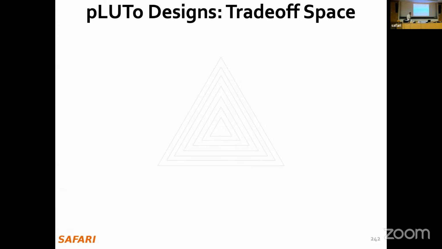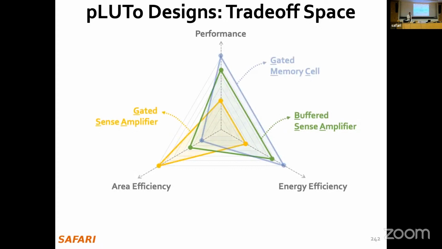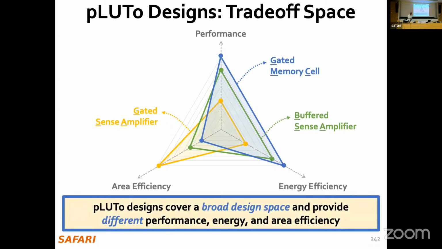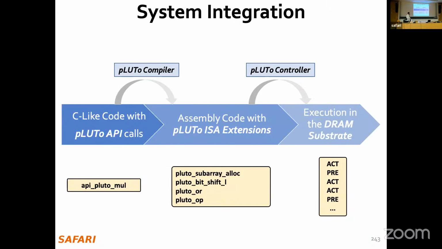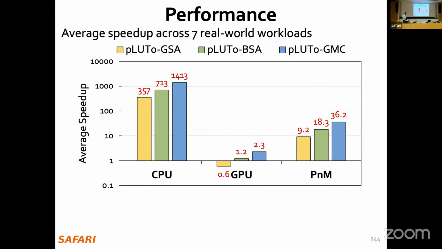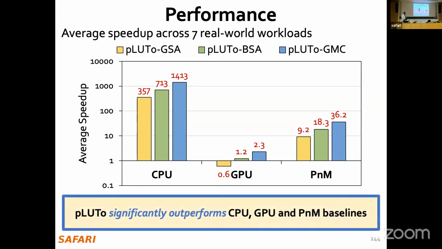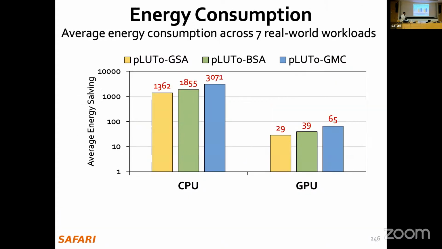So in this paper, we evaluate 3 different architectures with different performance, energy, and area trade-offs, and we show that our designs cover a broad design space across these trade-offs. In the paper, we also talk about system integration, how you can go from a C application to execution in the DRAM substrate itself, which I'm not going to mention here. Again, we evaluated compared to a CPU, a GPU, and processing near memory architectures, and we show high performance improvements, high performance per area improvement, and also high energy savings compared to these architectures.